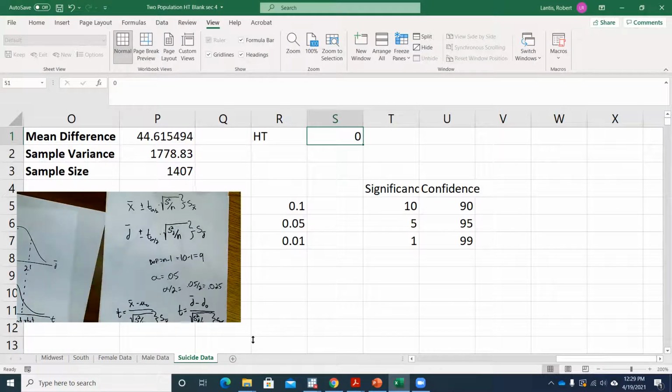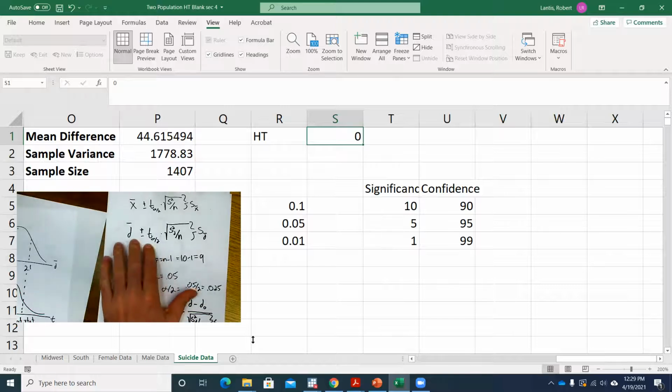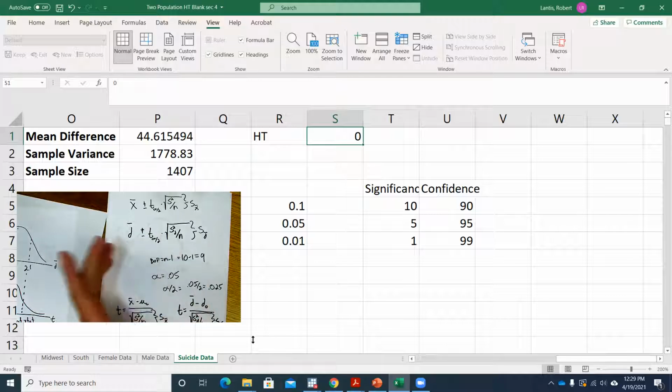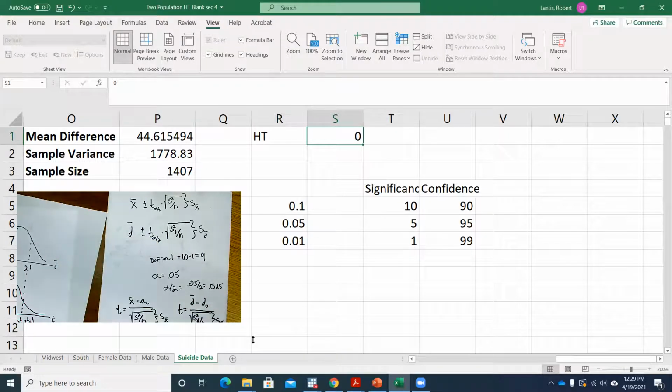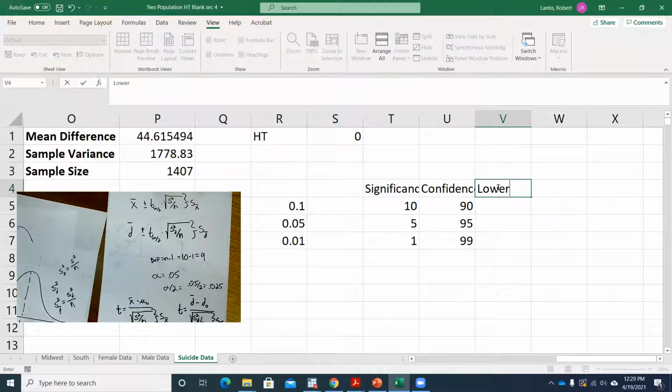Okay. We're basically just going to use Excel to be a calculator. We're going to put this formula in, where we subtract for the lower bound and add for our upper bound. We'll also use Excel to look up this student T value. So here we're going to find our lower bound and our upper bound.